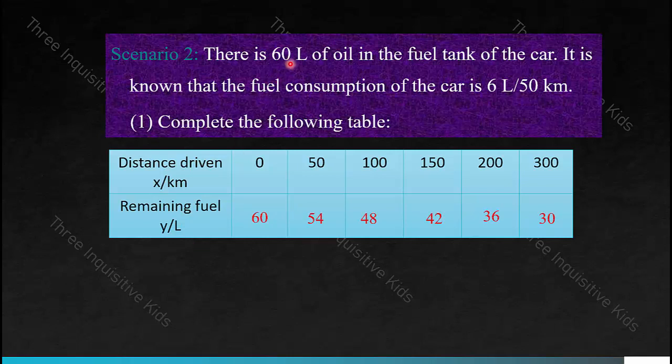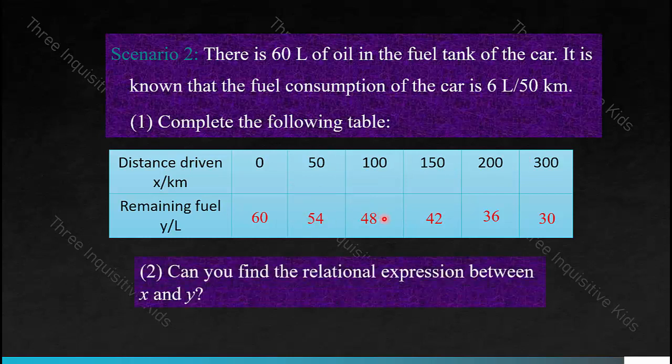So we know it starts with 60 liters. So when you haven't driven anything yet, so at the very beginning, you start with 60 liters. And then with every additional 50 kilometers that you drive, you have to subtract 6 liters from the 60. Again, can you find the relational expression between x and y? Well, that would be y is equal to 60 minus 0.12x, because you start with 60, and 0.12 is just the decimal version of 6 divided by 50, so turning this fraction into decimals.